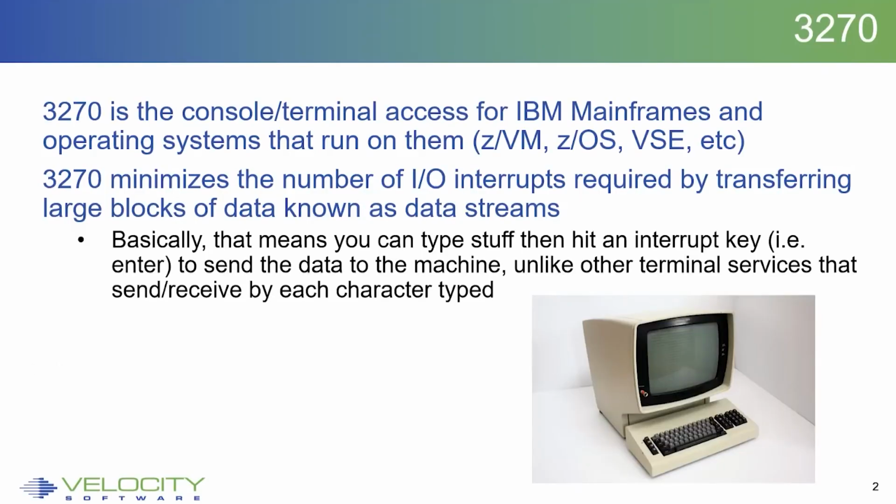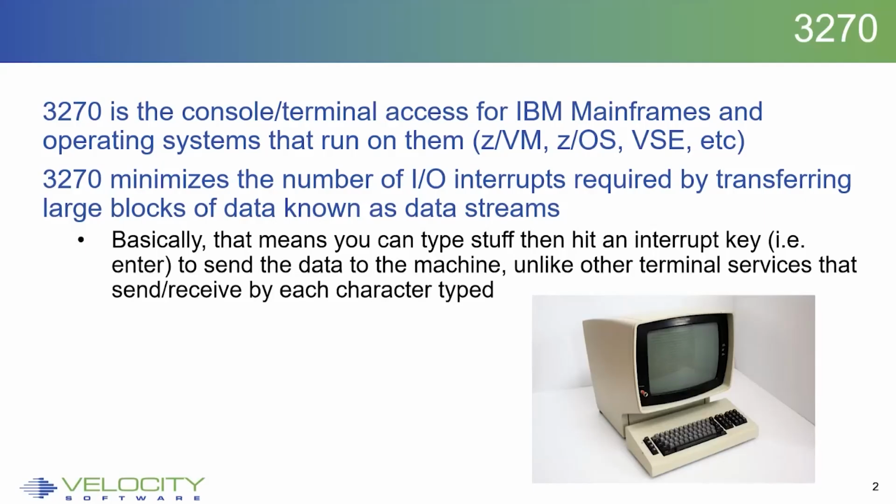So to start off, 3270 is the console or terminal access for IBM mainframes. That is, or has traditionally been, a physical piece of hardware, as you can see from the picture at the bottom of this slide. And that is one of the original IBM 3277 terminals used to access the mainframe system.